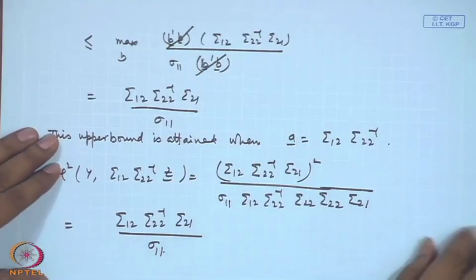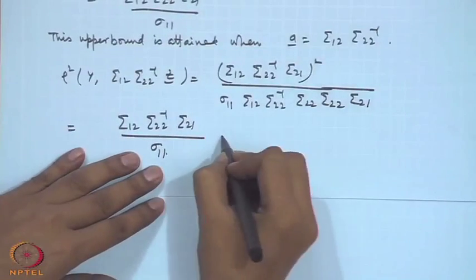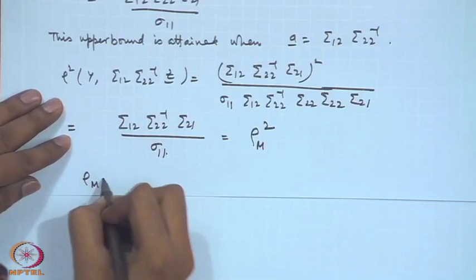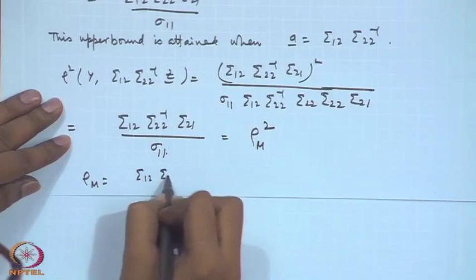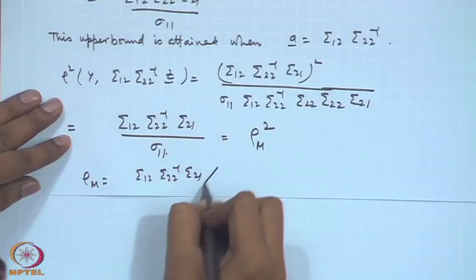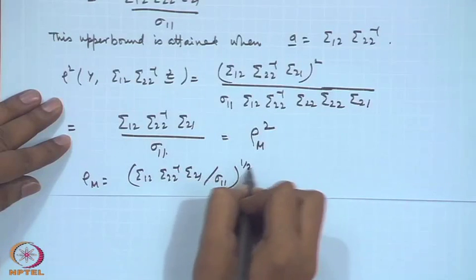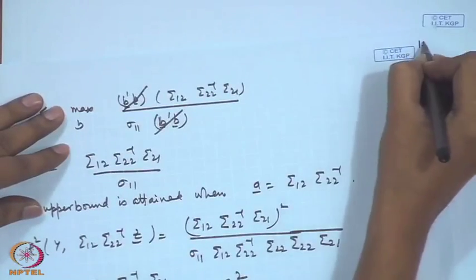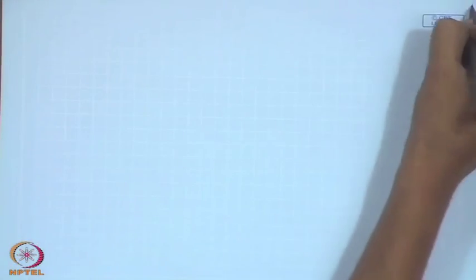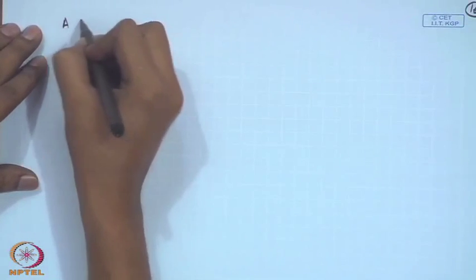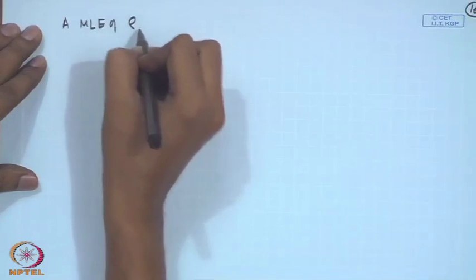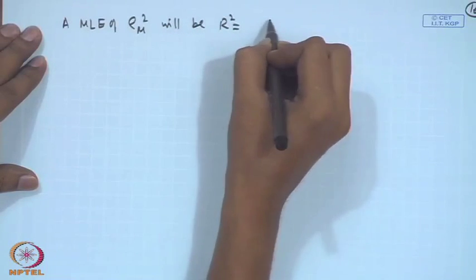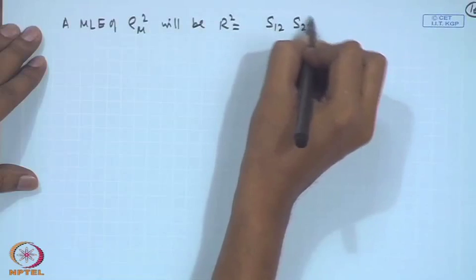So, this we call rho m square. So, rho m is actually equal to sigma 12 sigma 22 inverse sigma 21 by sigma 11 to the power half. Now, a maximum likelihood estimator of rho m square will become simply r square, which is calculated simply from the sample analog of this.